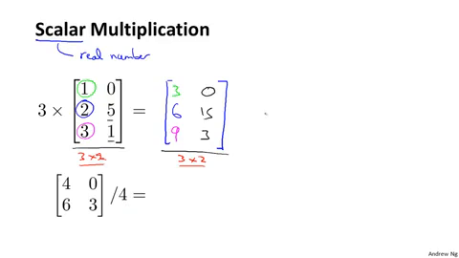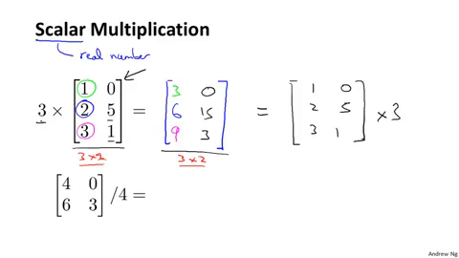And by the way, you can write multiplication either way. So I had 3 times this matrix. I could also have written this matrix 1, 0, 2, 5, 3, 1. I just copied this matrix over to the right. I can also take this matrix and multiply it by 3. So whether it's 3 times the matrix or the matrix times 3 is the same thing, and this thing here in the middle is the result.